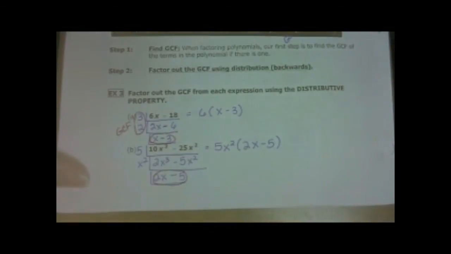This that I'm ending with is important. My GCF is 5x squared, and I'm going to multiply that by 2x minus 5. If I distribute this, I will get 10x to the third, which is here, minus 25x squared, which is here. This is factoring out the greatest common factor.